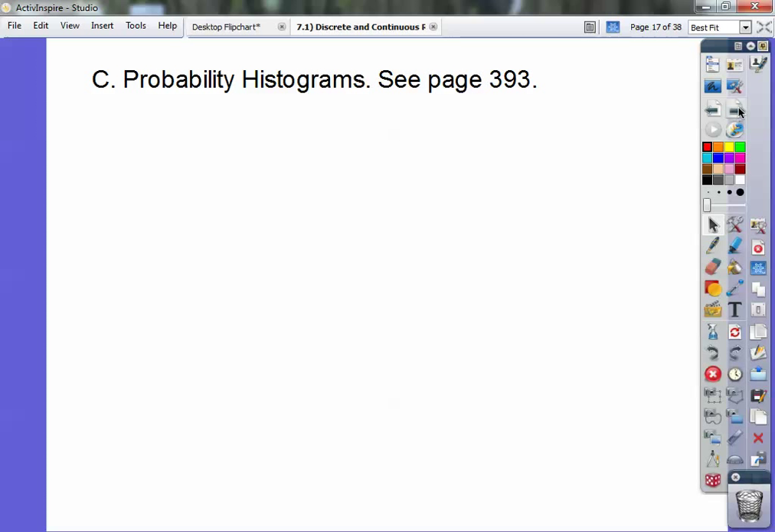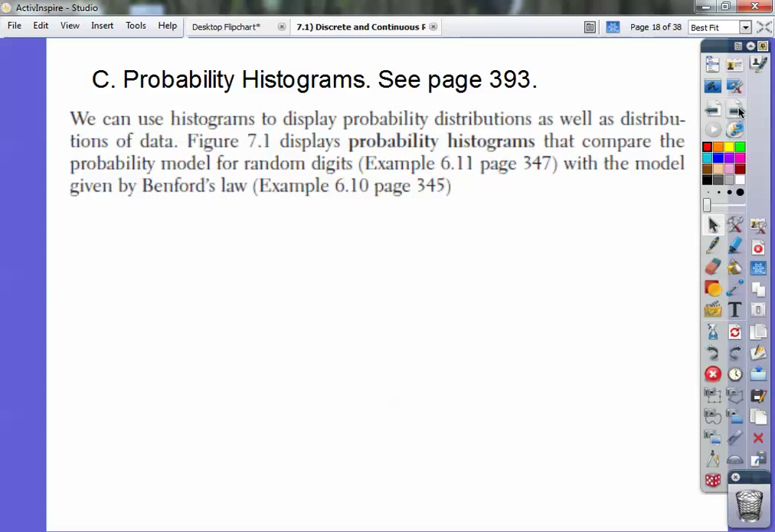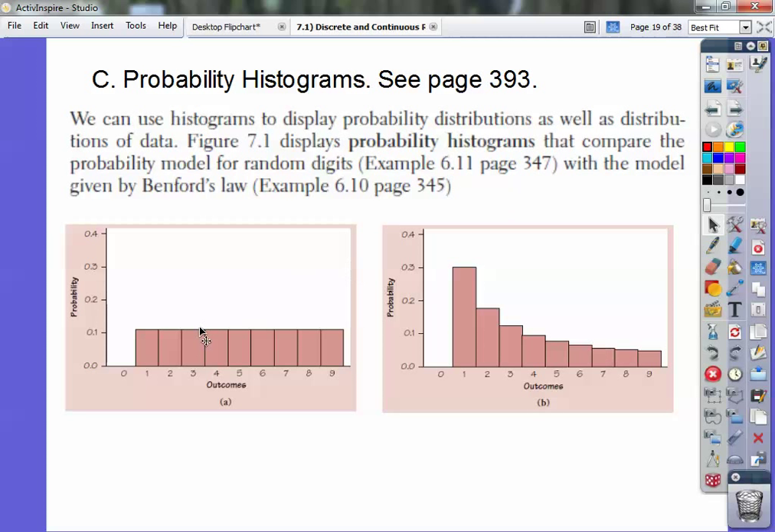Probability histograms, and so this is on page 393, and I'm just going to go quickly on this. You can use histograms to display the probability distributions as well as distributions of data. So here's some probability histograms of the random digits 1 through 9. All of them have 1/9 of a chance, which is 0.11111. They're all equal. And this is the one on Benford's law. Do you remember Benford's law of the first digit? The first digit, 1, was most likely to occur. So that's Benford's law. But these are the probability histograms.